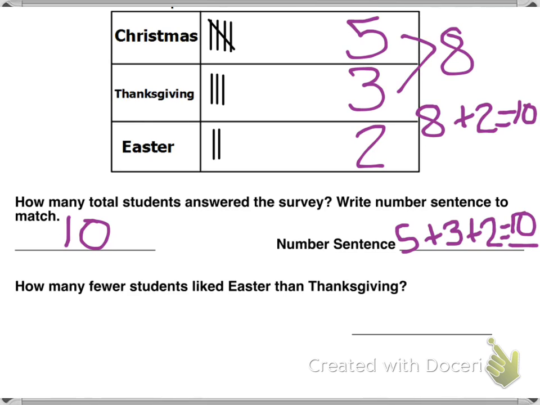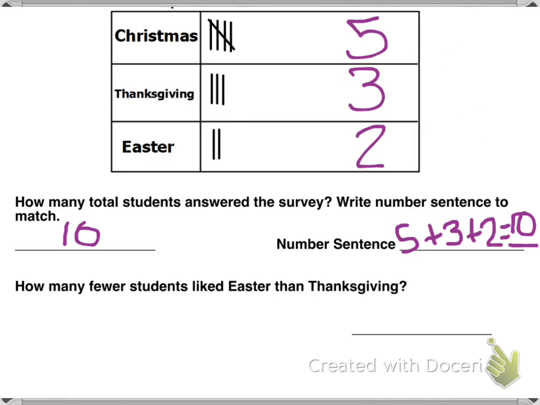For this next question, it says, how many fewer students liked Easter than Thanksgiving? I'm going to erase this to answer this question. Thanksgiving has 3 and Easter has 2. You can always count on. You can put 2 in your brain and count on until you get to 3. Up, 3. I know that is 1 more. That's 1. So 1 fewer student voted for Easter than Thanksgiving.